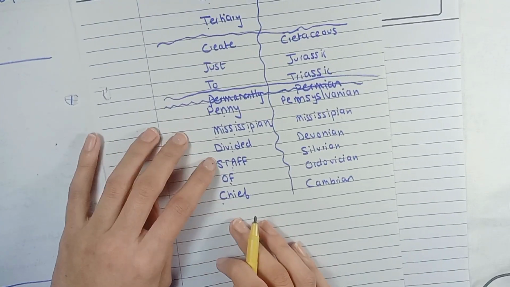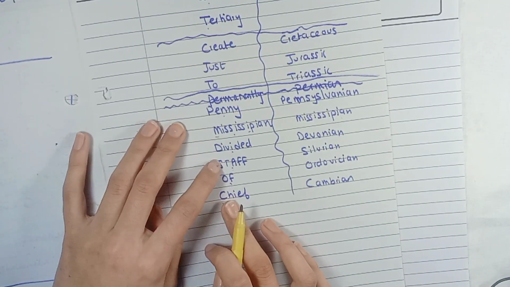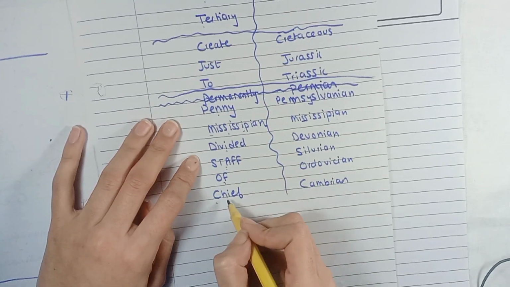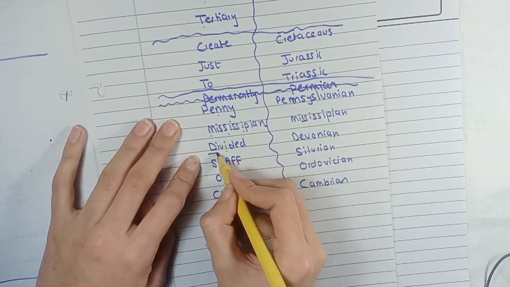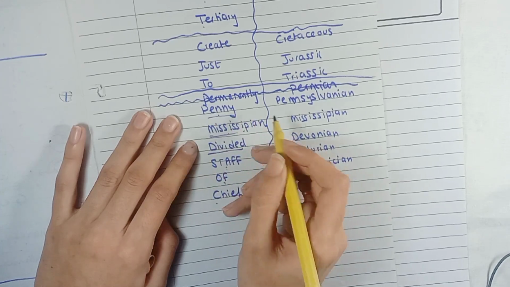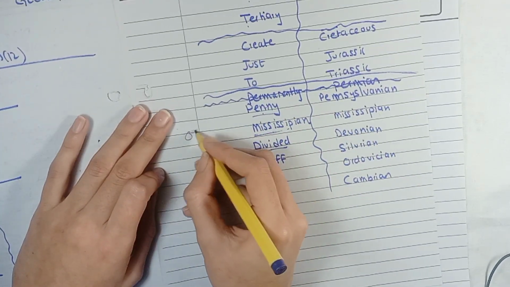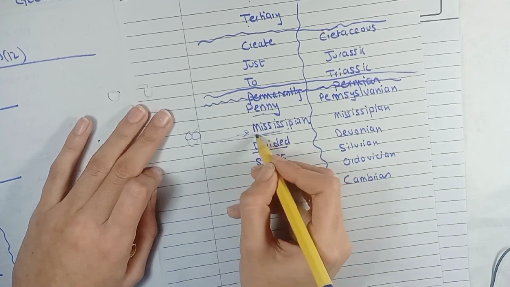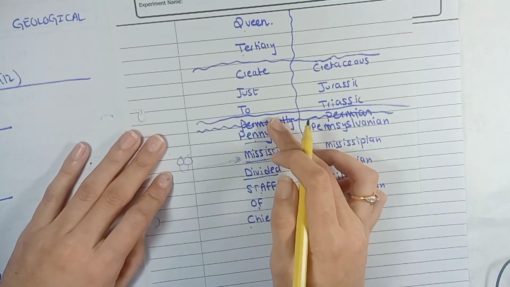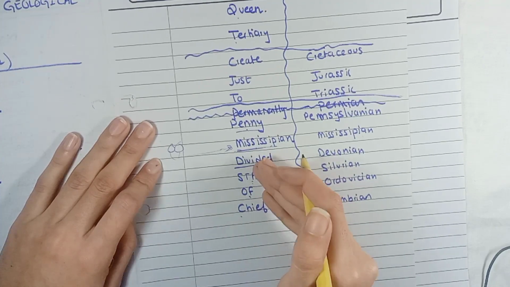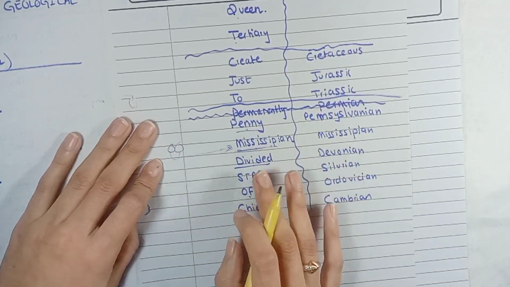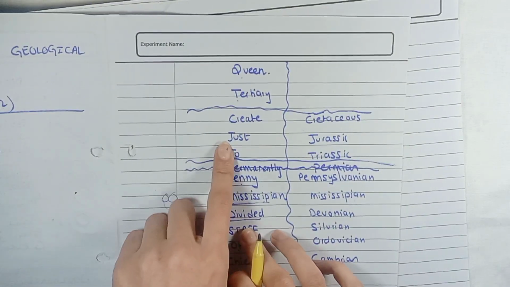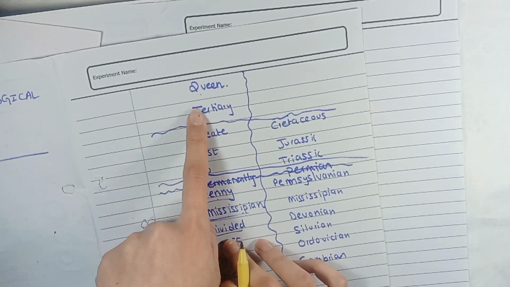Like Chief of Staff, there is a chief of the staff, and what that chief has done is he divided the Mississippian penny, like it's a penny or rupees, and those pennies are from the Mississippian country. Permanently, so that chief of staff divided the Mississippian penny permanently. Now why did he permanently divide the penny? To just create Tertiary Queen.